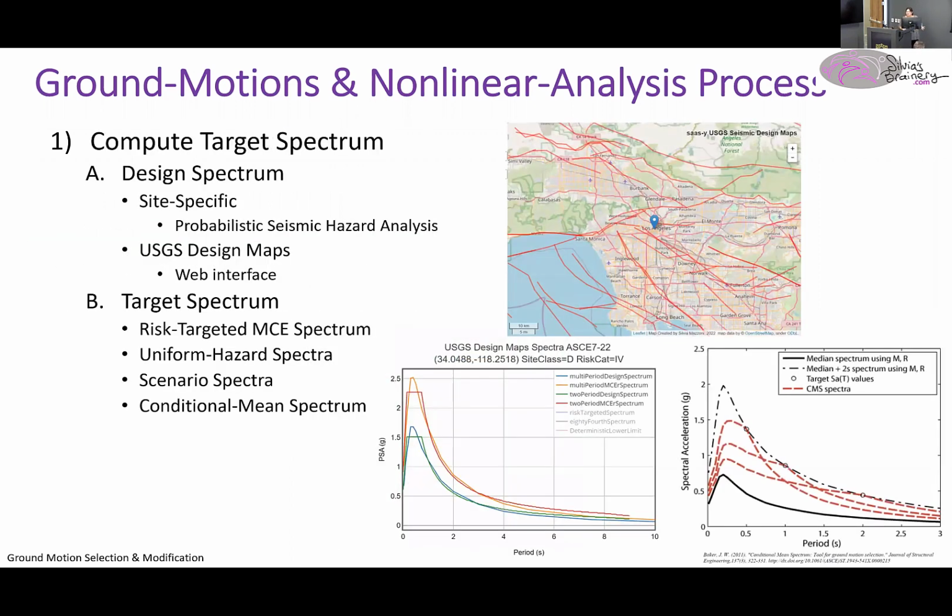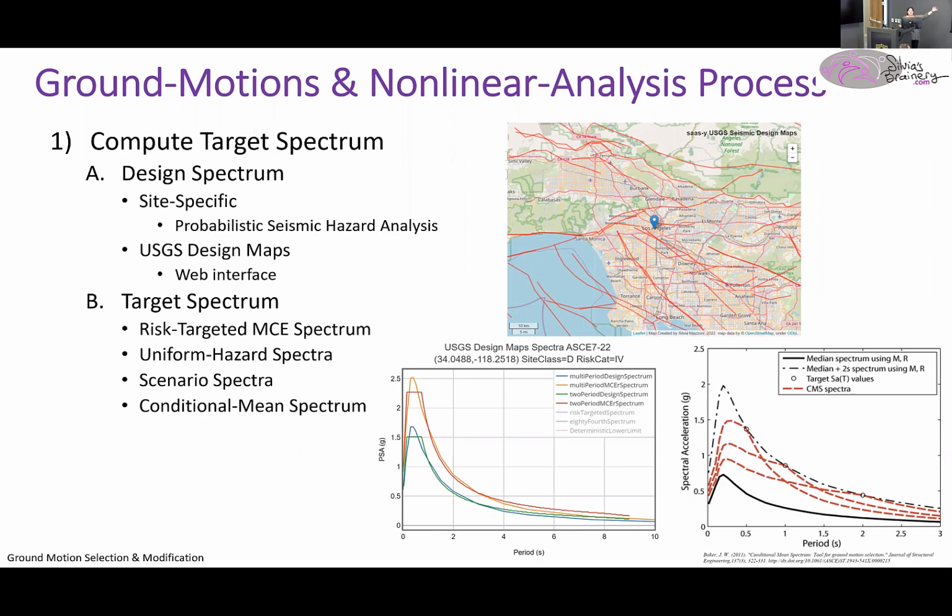So for ground motions for nonlinear analysis, the very first step is to compute your target spectrum. Your target spectrum is dependent on your site. It can be site specific, which a geotech will give you, and they have much more detailed analyses of your site, of the seismicity, and better approximations of the VS30 and all those properties.